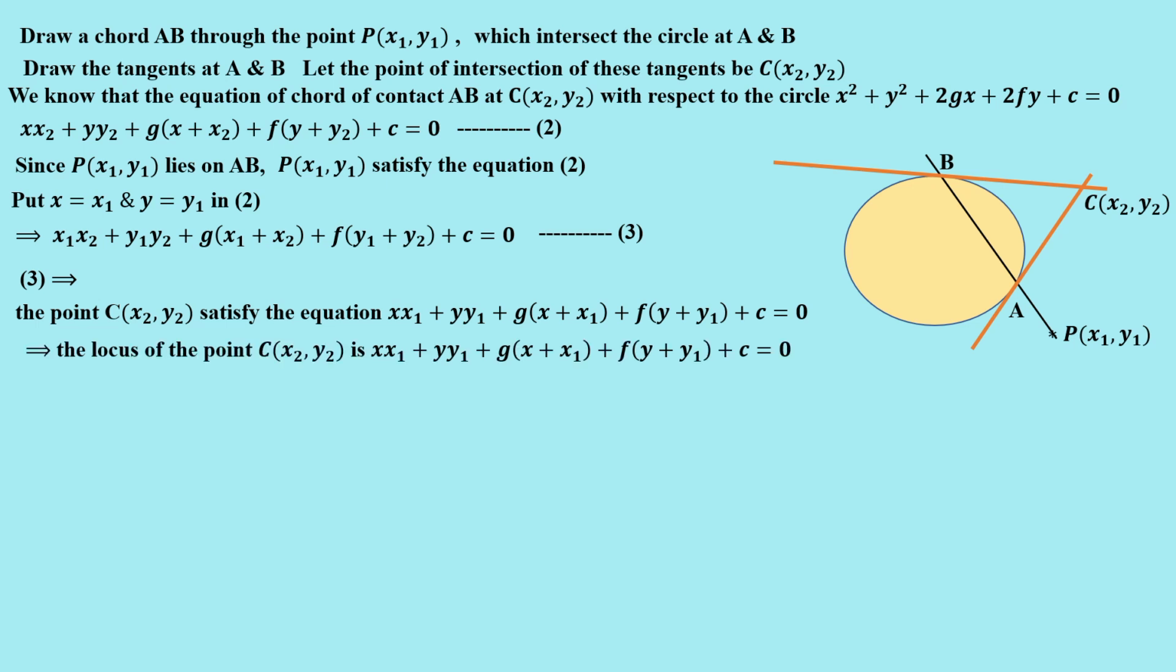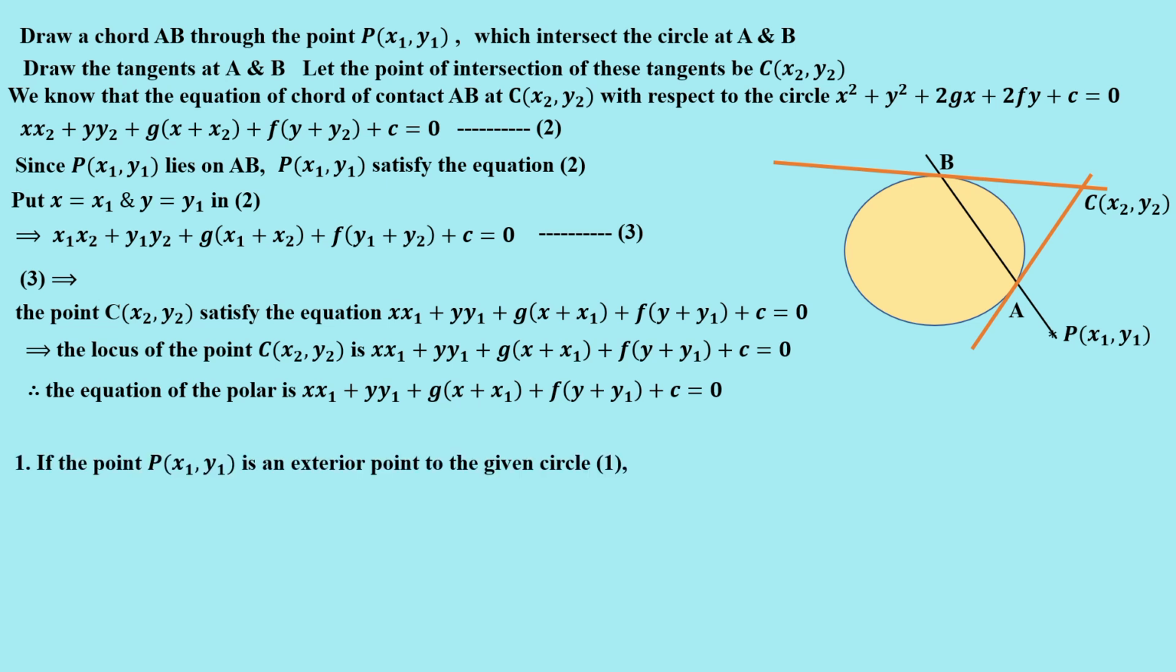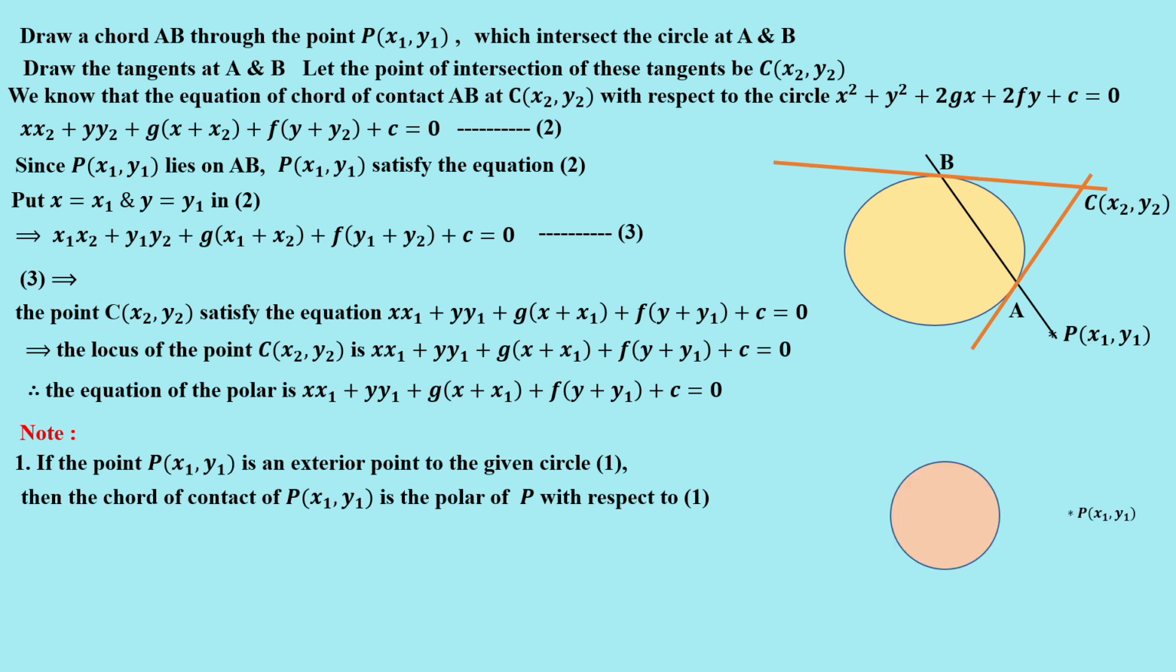So the locus of the point T(x2, y2) is x x1 plus y y1 plus g into (x plus x1) plus f into (y plus y1) plus c. Therefore the equation of the polar is x x1 plus y y1 plus g into (x plus x1) plus f into (y plus y1) plus c equal to 0. Note, if the point P(x1, y1) is an exterior point to the given circle, then the chord of contact of P(x1, y1) is the polar of P with respect to the circle. So if it is outside the circle, then the chord of contact is the polar.